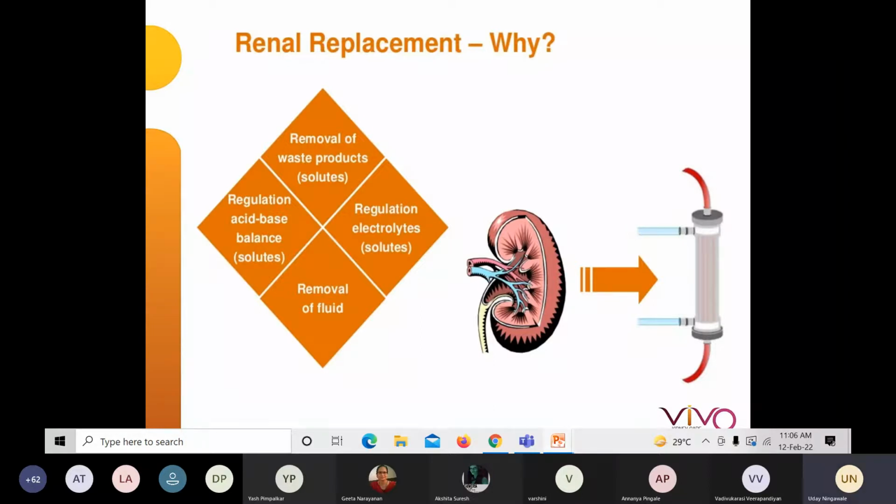Fluid can be removed with the ultrafiltration or convection concept. So mainly there are two types of dialysis, hemodialysis and CRRT. Hemodialysis is mainly focused on solute clearance, mainly diffusive clearance, and CRRT is mainly focused on convective clearance. In hemodialysis, water is removed with the help of ultrafiltration, whereas in CRRT, in addition to ultrafiltration, convective clearance also takes place, where the middle molecules can be taken out very easily.